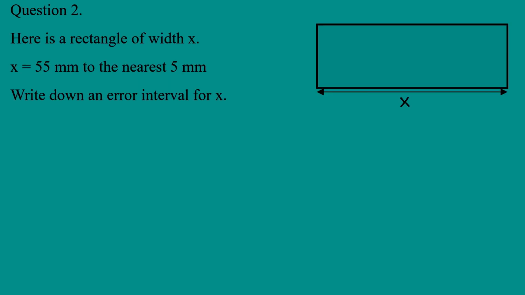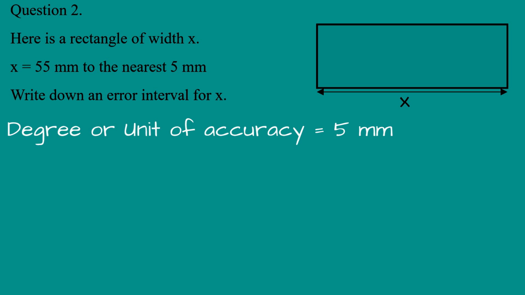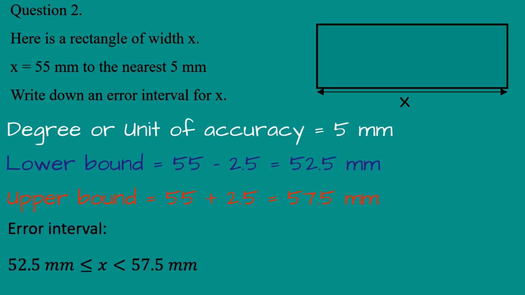In question 2, the width of the rectangle, x, has been measured to the nearest 5 mm, so the degree of accuracy is 5 mm. Half of 5 is 2.5. We take 2.5 away from 55 to find the lower bound, 52.5 mm, and add it to 55 to find the upper bound, 57.5 mm. The error interval is then, x is greater than or equal to 52.5 mm and less than 57.5 mm expressed as an inequality.